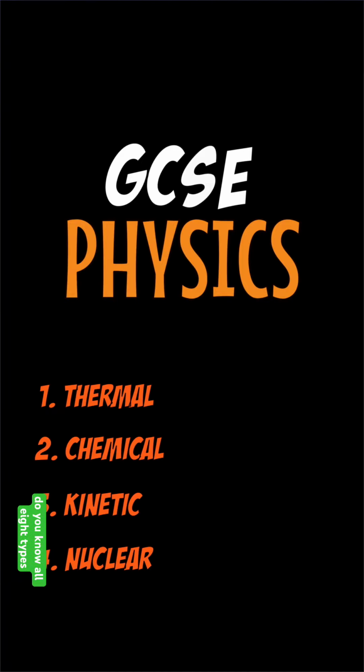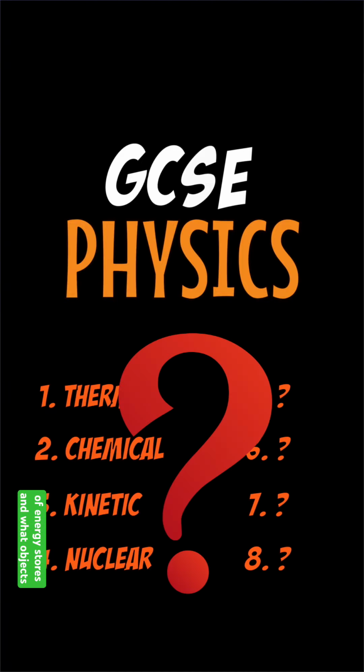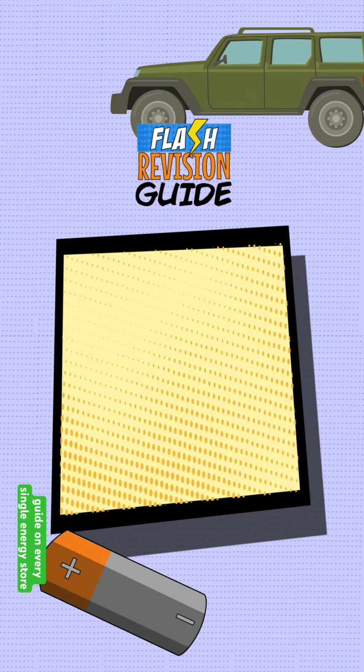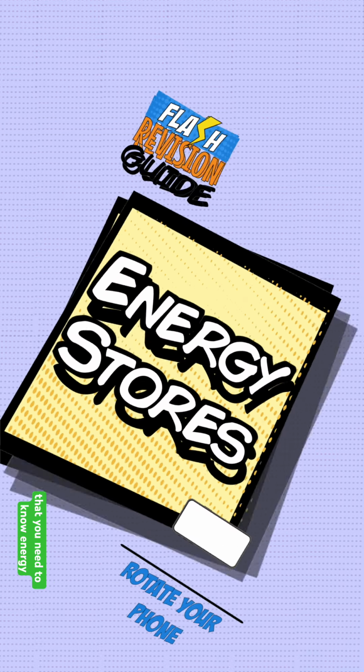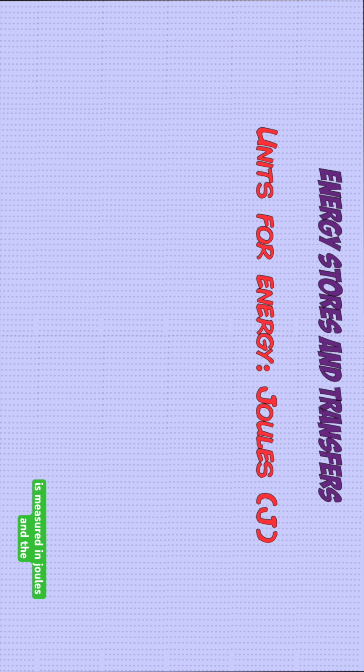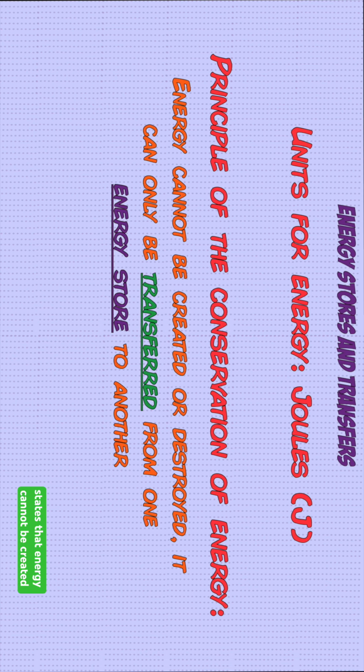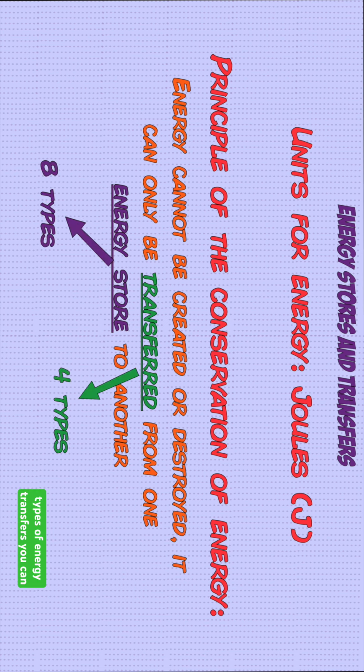Do you know all 8 types of energy stores and what objects have them? Here's a flash revision guide on every single energy store that you need to know. Energy is measured in joules, and the principle of the conservation of energy states that energy cannot be created or destroyed, it can only be transferred from one store to another. There are 8 different types of these energy stores and 4 different types of energy transfers.